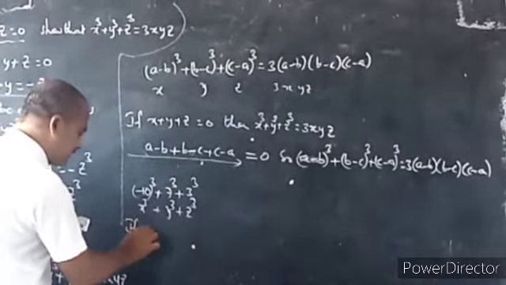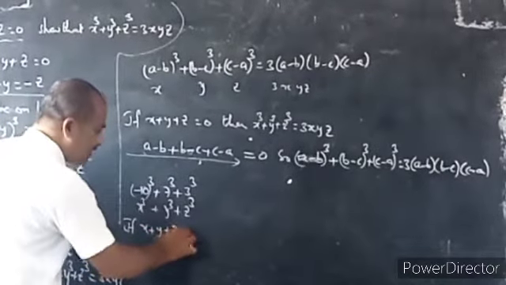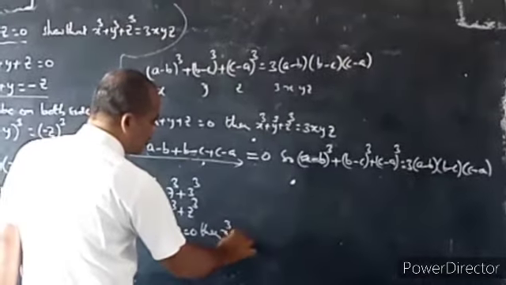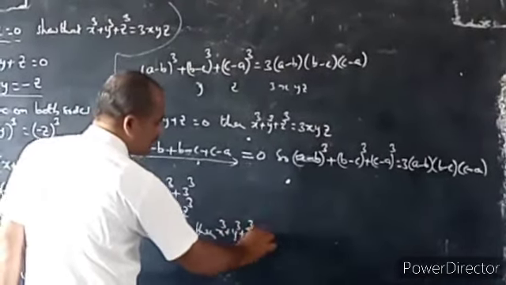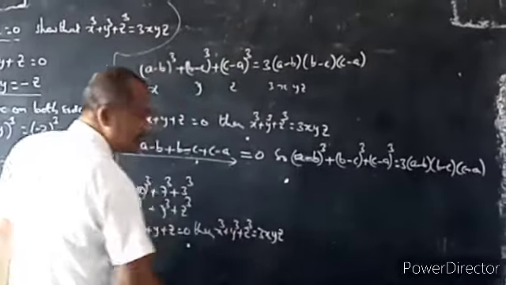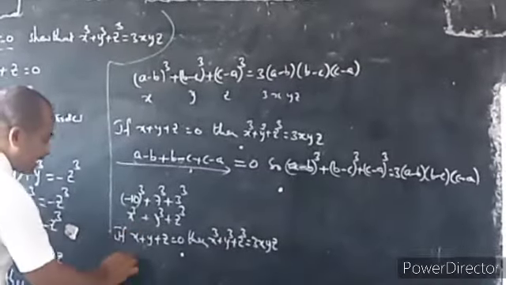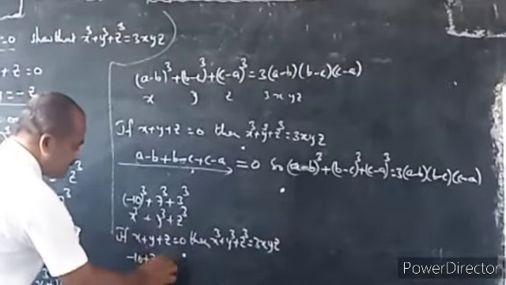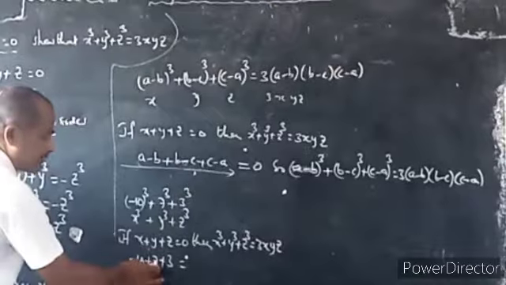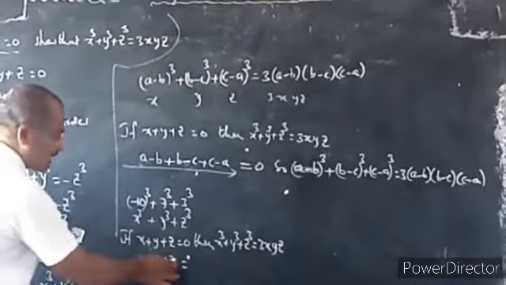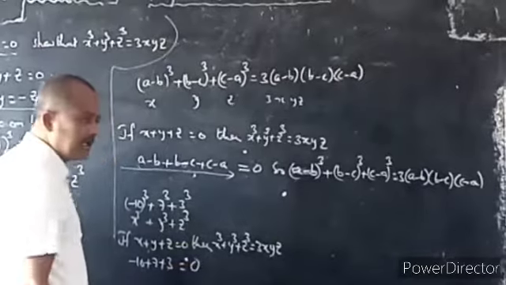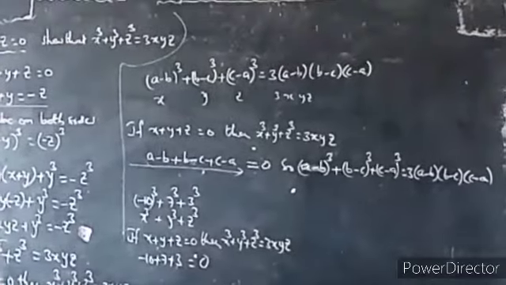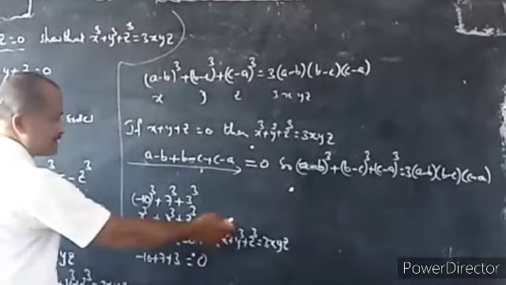If x plus y plus z is equal to 0, then x cube plus y cube plus z cube is 3xyz. So here x is minus 10, y is 7, z is 3. Minus 10 plus 7 is minus 3. Minus 3 plus 3 is 0. Otherwise, minus 10, 7 plus 3 is also 10. Minus 10 plus 10 is 0. So x plus y plus z is 0.